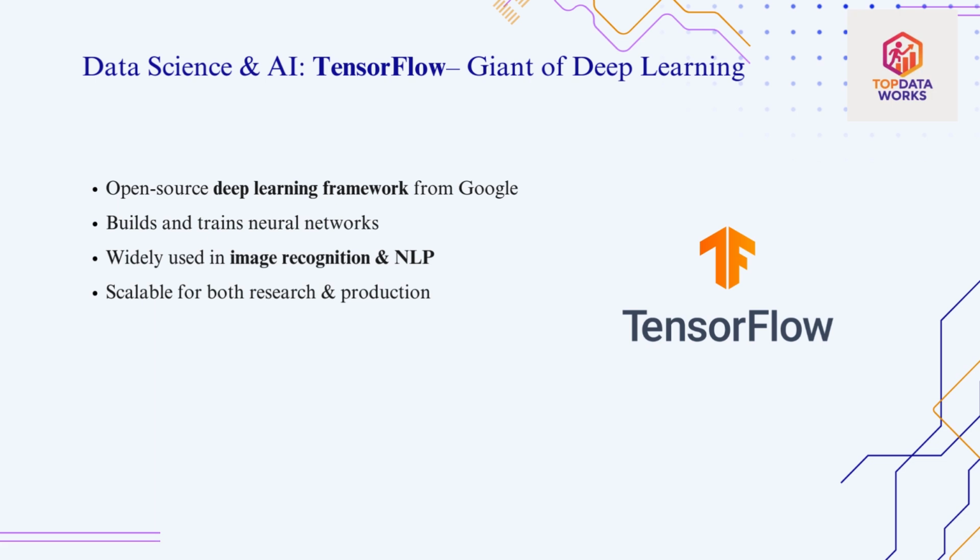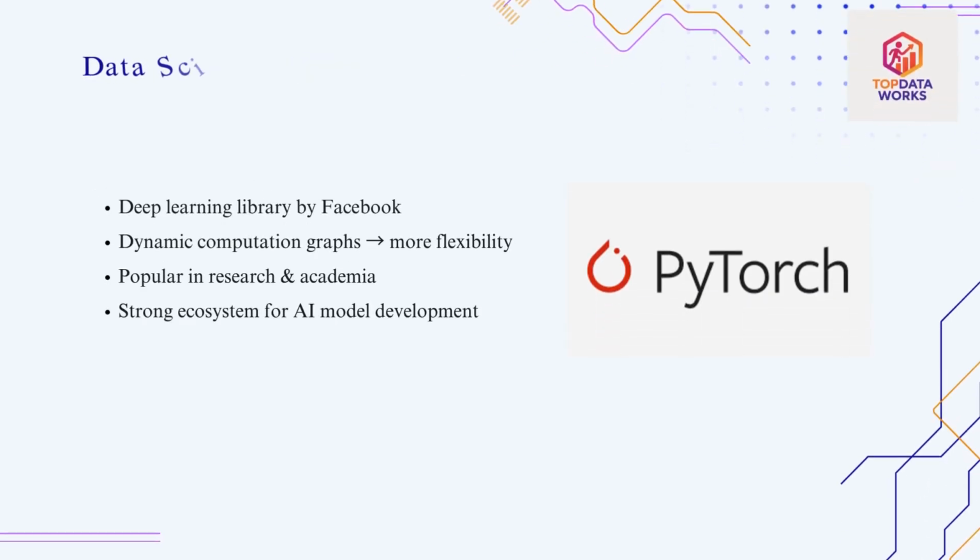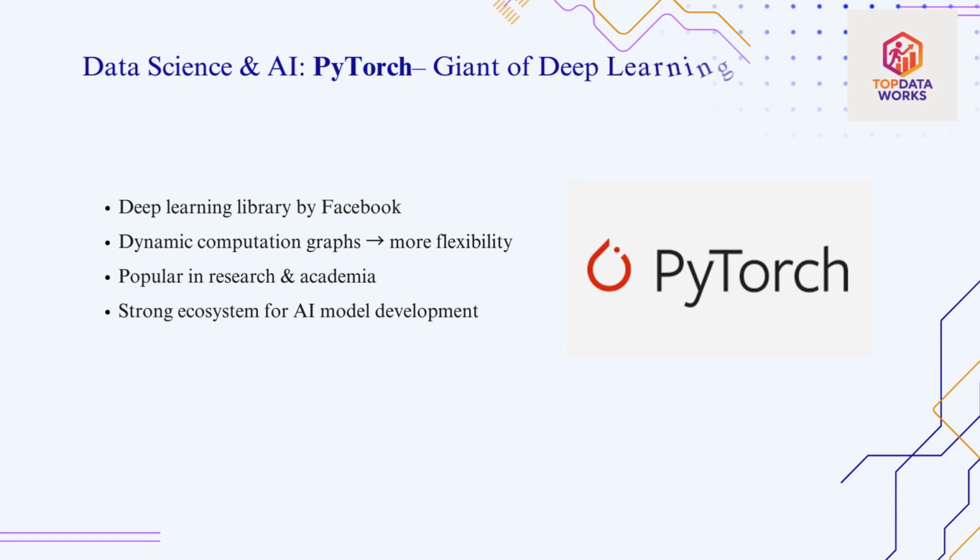Along with TensorFlow, on the other side we have PyTorch, built by Facebook. While TensorFlow is more industry focused, PyTorch is very popular in research and academics. It allows you to build models dynamically, which makes it easier to experiment and debug. Many of today's cutting edge AI papers and projects are developed using PyTorch. If TensorFlow is like a professional tool for companies, PyTorch is like a flexible lab toolkit for researchers. Both are amazing, and which one you choose depends on your goals.